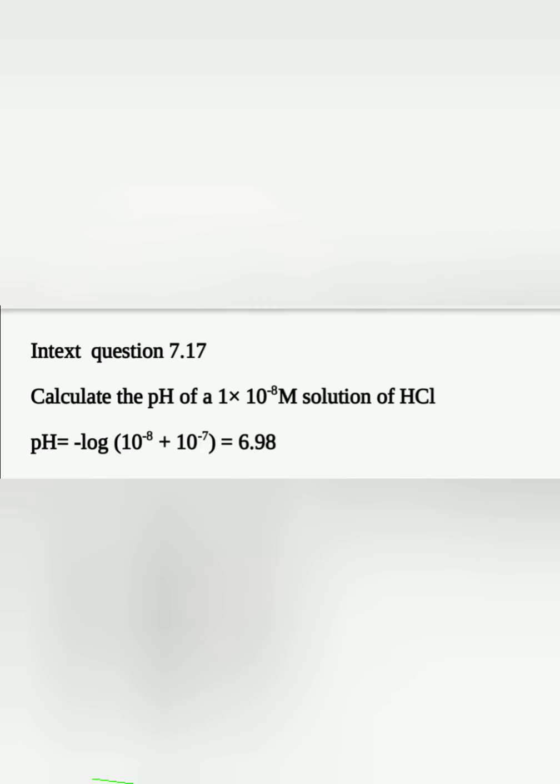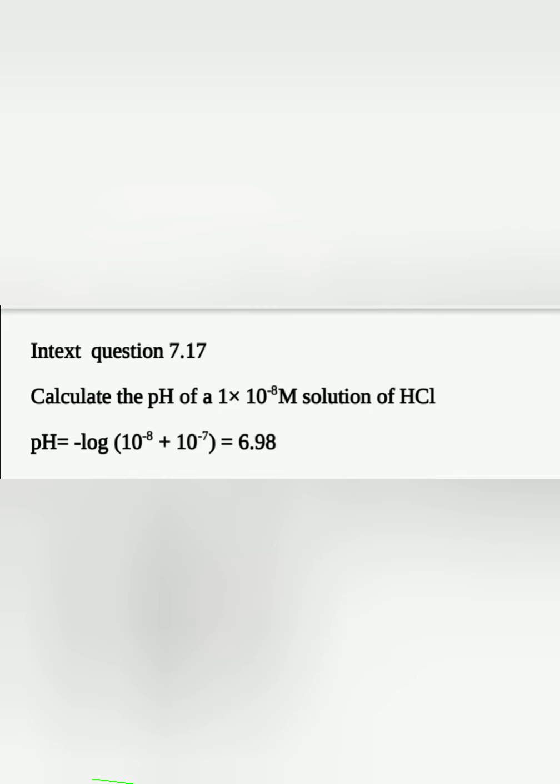For a very dilute solution, we have mentioned the pH of HCl solution. In the solution we will have water also, so the hydrogen ion concentration from water also will be taken, at 298 Kelvin, that is equal to 10 raised to minus 7. And the H plus concentration from HCl is given as 10 raised to minus 8. So total H plus ion concentration will be equal to 10 raised to minus 8 plus 10 raised to minus 7, so we get the value of pH equal to 6.99.